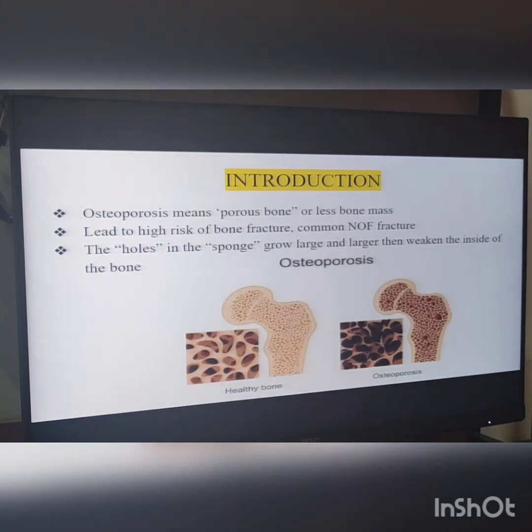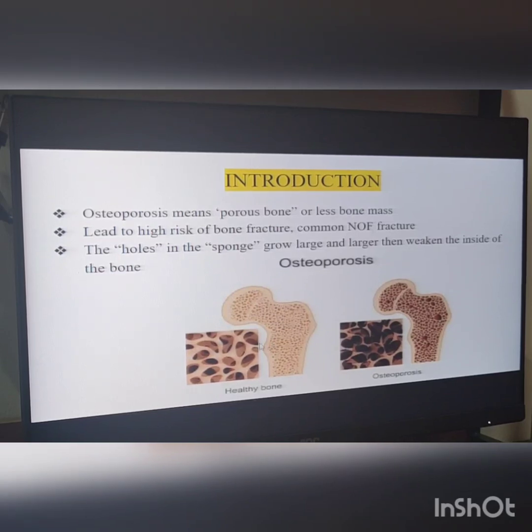Okay, for the introduction, osteoporosis means porous bone or less bone mass. So it can lead to a high risk of bone fracture. Common is a neck of femur fracture in old people or elderly people. So the holes in the sponge grow larger and larger, then weaken the inside of the bone.